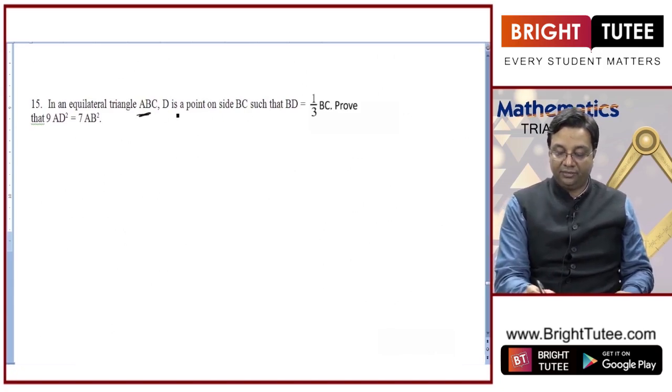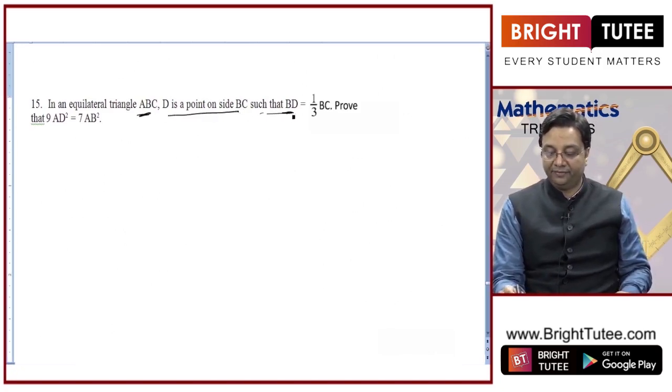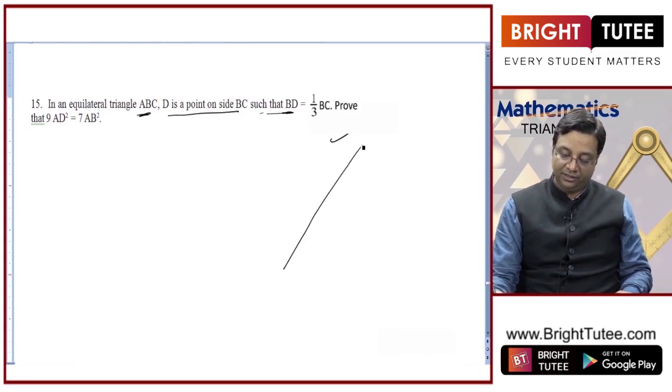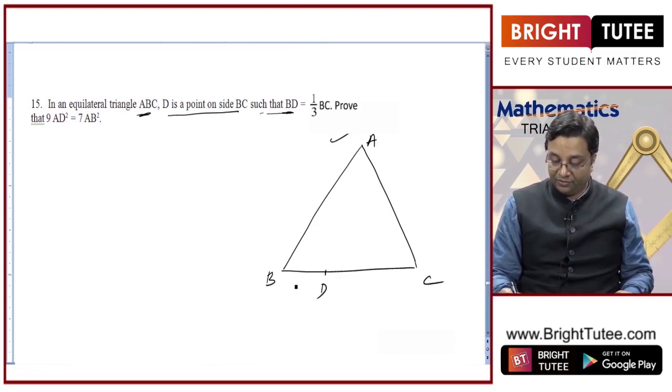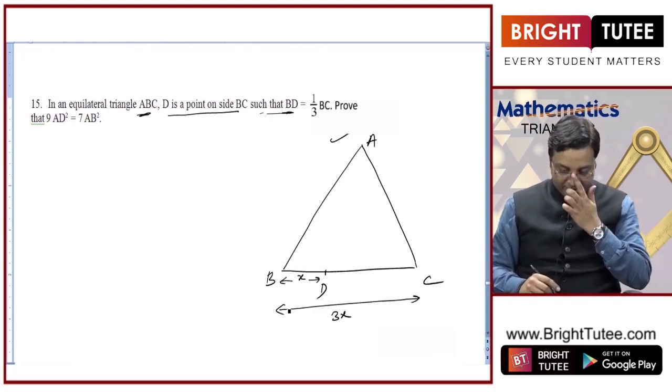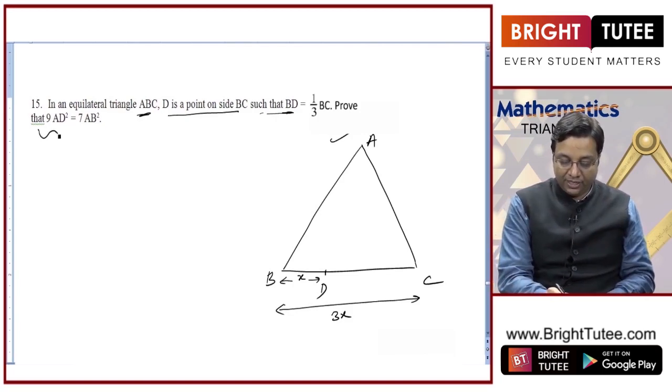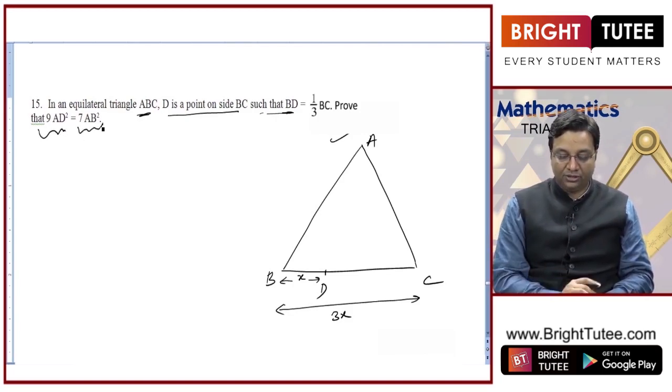In an equilateral triangle ABC, D is a point on BC such that BD is 1/3 of BC. That means, let us say this is the equilateral triangle ABC, and D is a point, let us say here, such that it is 1/3 of BC. So, if BC is, let us say 3x, it is x. BC is 3x, let us say. Then this is x. It is 1/3 of BC. Now, we need to prove 9 AD square is equal to 7 AB square.